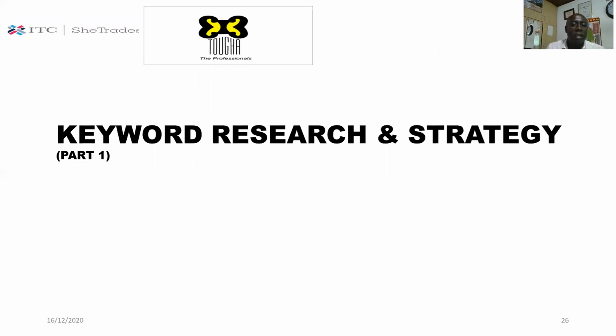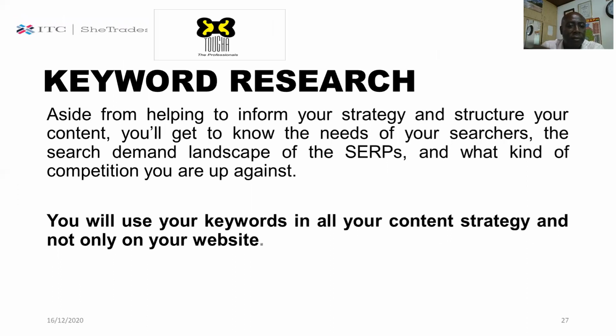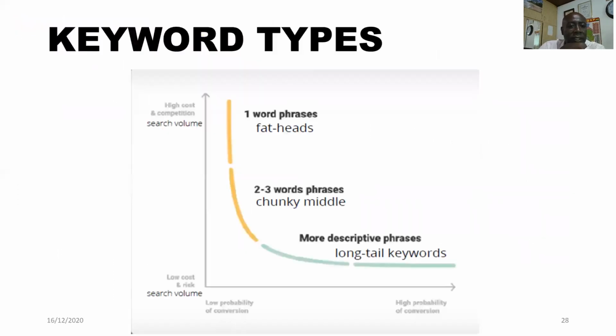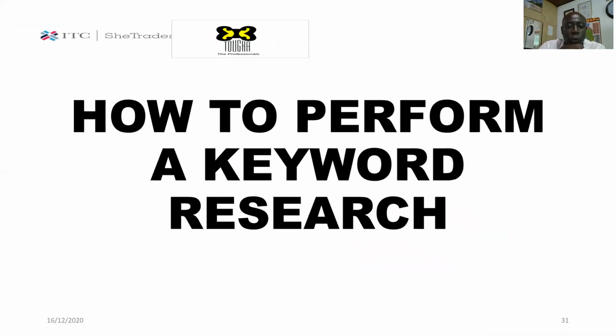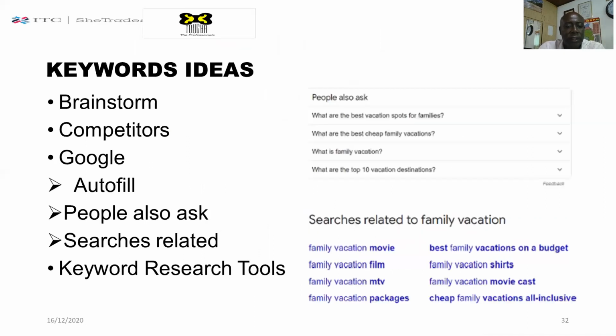Then we proceeded to the keyword research strategy part 1. In fact, the search intent is a major part of the keyword research strategy part 1. But we delved deeper into what keyword research really is, and then looked at the various types: the fat heads, the chunky middle, the long tail keywords. So we proceeded by looking at how to perform keyword research, and all these were explained in detail.